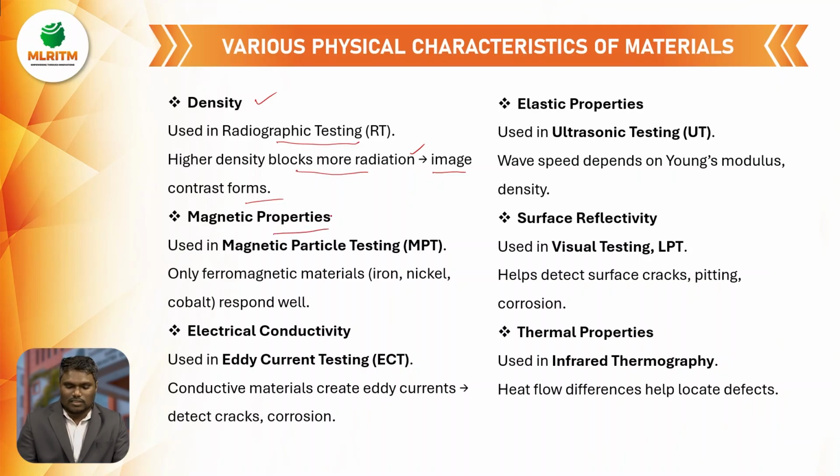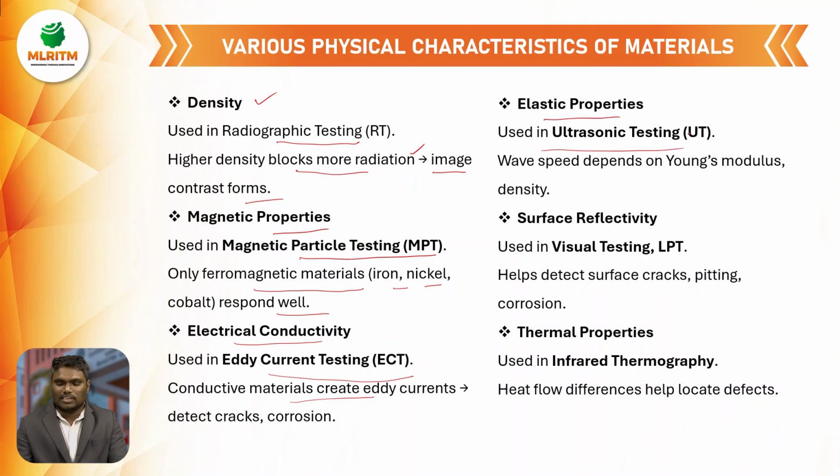The next property is magnetic properties. It is mainly used in magnetic particle testing, and only ferromagnetic materials like iron, nickel and cobalt respond well. The next property is electrical conductivity. It is mainly used in eddy current testing. Conductive materials create eddy currents so that it can detect corrosion, I mean cracks in the material. The next property is elastic properties. These elastic properties are utilized in ultrasonic testing. The wave speed mainly depends upon Young's modulus and density.